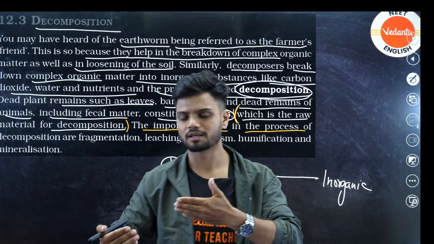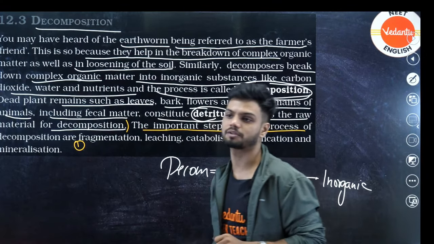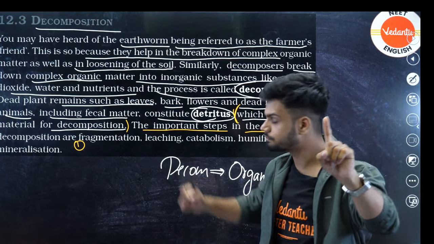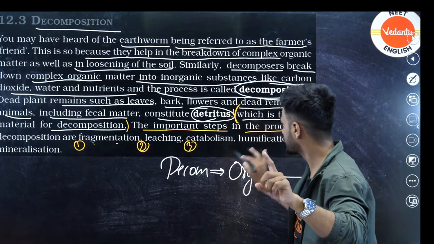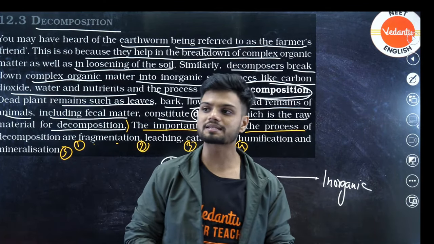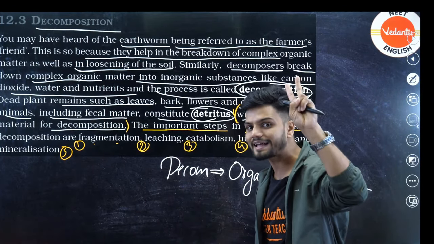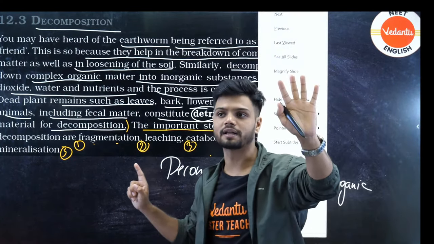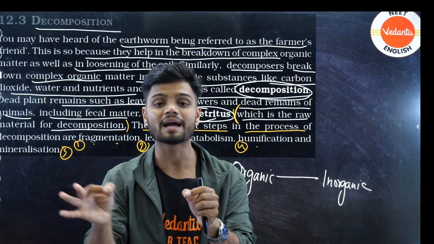The important steps in the process of decomposition are, there are many steps in decomposition. For example, the first one is fragmentation. Students, PYQs alert. First one is fragmentation. Second one is leaching. Third one is catabolism. Fourth one is humification. And the fifth one is mineralization. Repeat after me, all of you. First one is fragmentation. Second one is leaching. Third one is catabolism. Fourth one is humification. And the fifth one is mineralization.